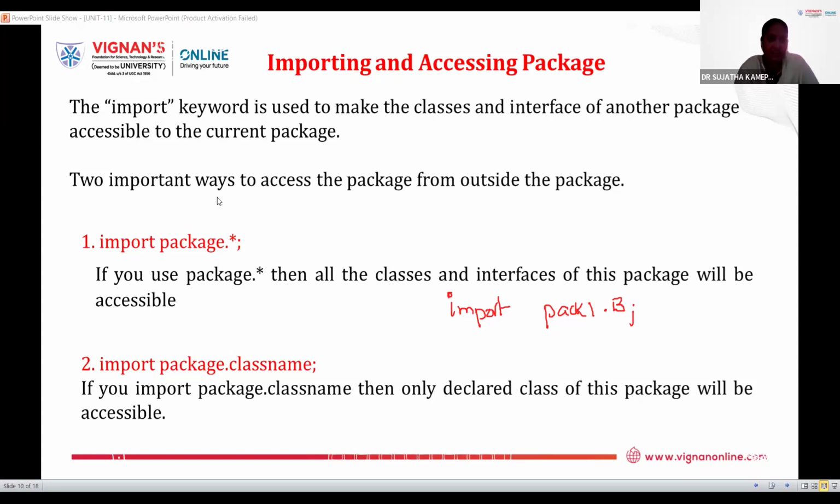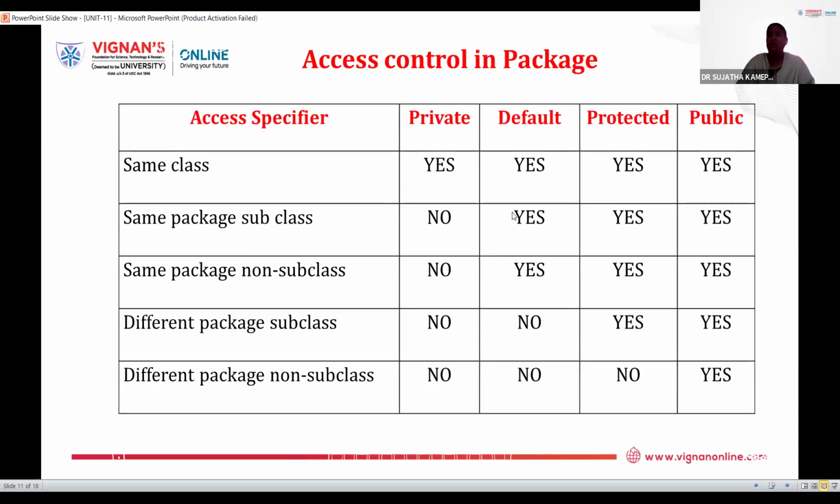So this is a way of importing or accessing the packages. And in accessing the packages, we need to know some access control. We already discussed four keywords for access control in our previous classes. Those four keywords are private, default, protected, and public. Do you remember these four keywords?